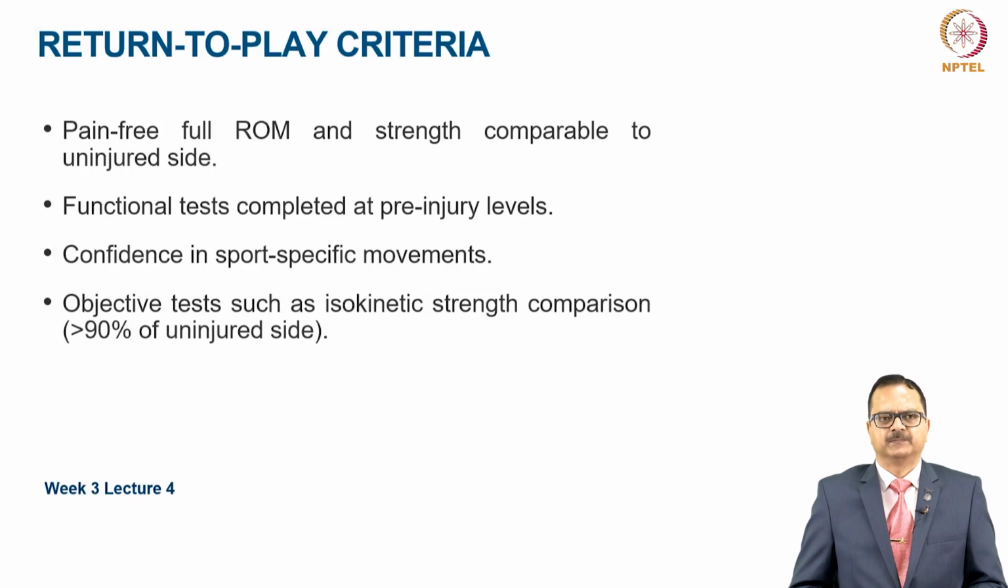Return to play criteria. Pain-free, full range of motion and strength comparable to the uninjured side. Functional test completed as per pre-injury levels. The athlete should have full confidence in sport-specific movements, and objective tests such as isokinetic strength analysis should be more than 90% of the uninjured side.